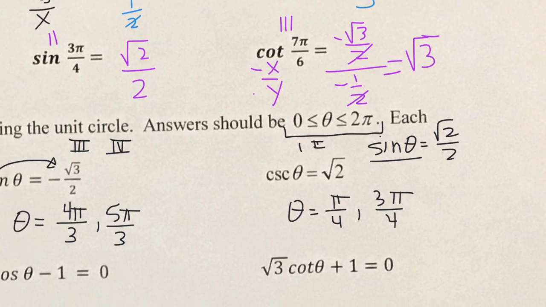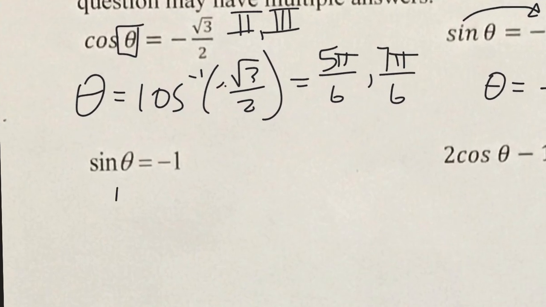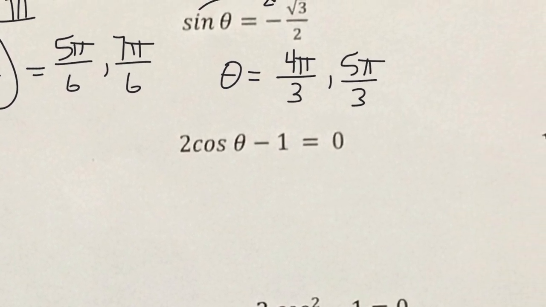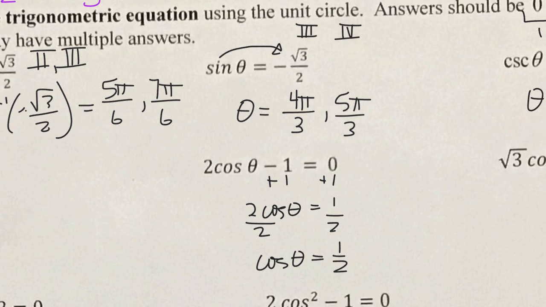Okay, so we're using our unit circle in order to figure out where all these angles are. The angle where the sine has this value, and this one happens to be at 3 pi over 2. Right, that's the 270 degrees. That's where sine is negative 1. Here's a little solving. So we have to add 1 first to both sides. 2 cosine equals 1, divide by 2. We're looking for all the angles where the cosine is positive 1/2.